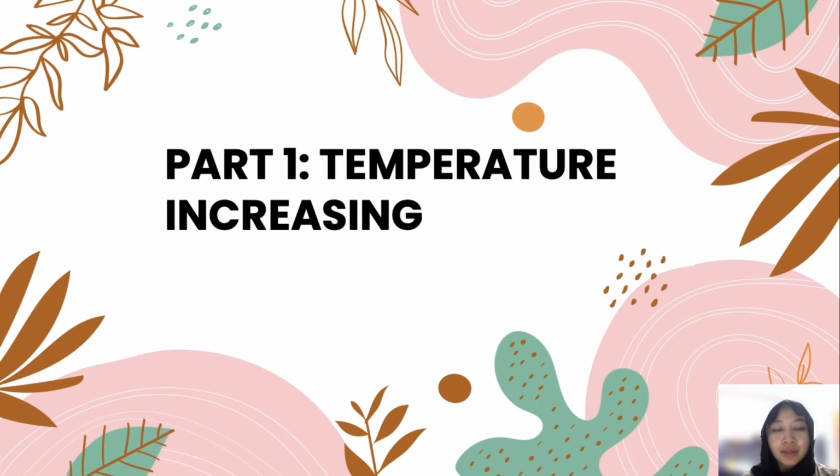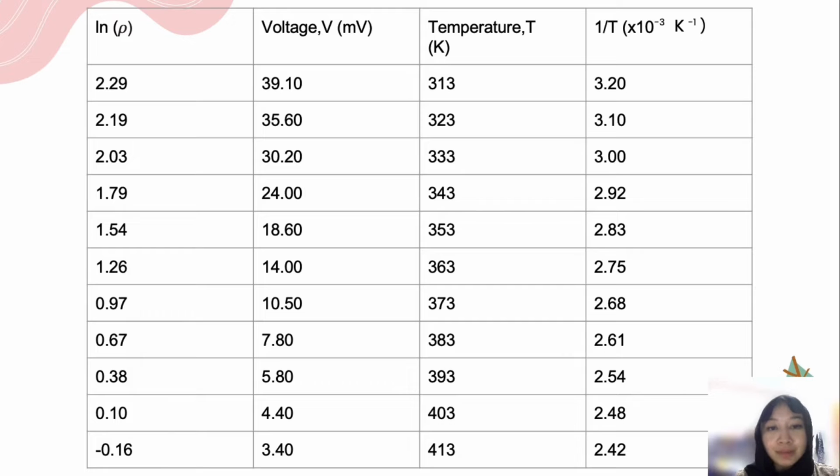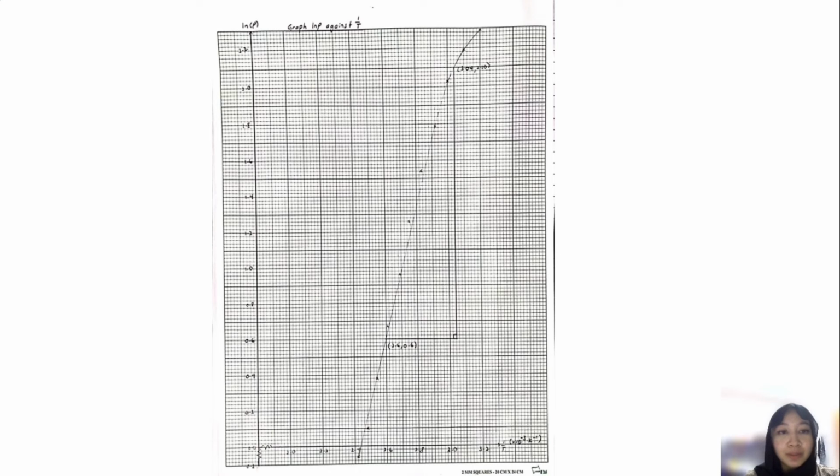For part 1, the temperature increase, this is the second table, table 2. We have to calculate ln of resistivity, and the voltage and temperature are already given in table 1. And we also have to find 1 over temperature. From table 2, we have to draw this graph to find the gradient and to calculate the energy band gap.